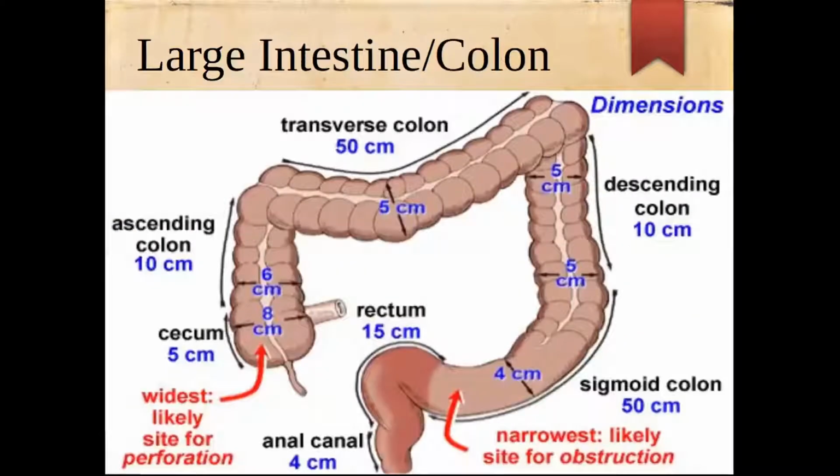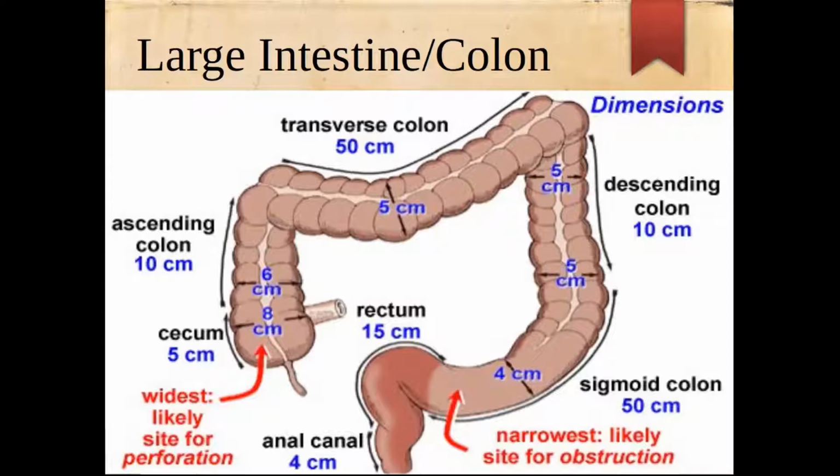Okay, now we're coming to the colon. This picture shows the measurement of the colon. I told you the measurement differs from book to book, but this is approximate. The cecum is about 5 to 8 centimeters in length. I told you before it's 7 or 6, whatever. But the most important point is that the cecum is the widest, so it is most likely to perforate. Obstruction due to a cecal tumor can happen, but it's very rare because of the wider lumen. But you can have perforation there.